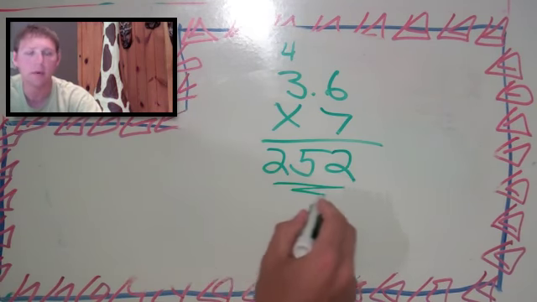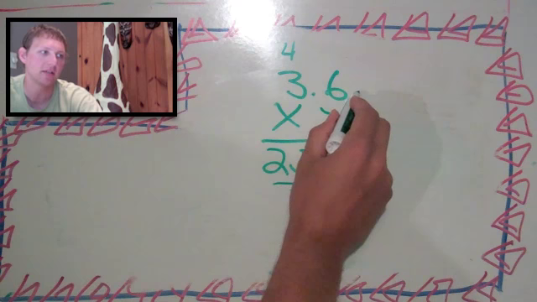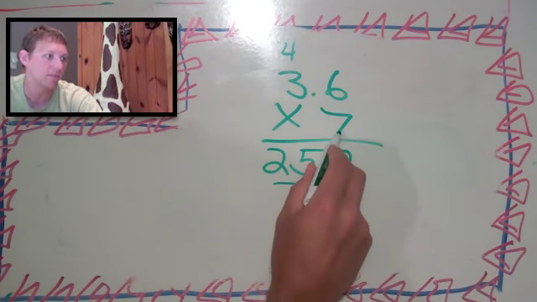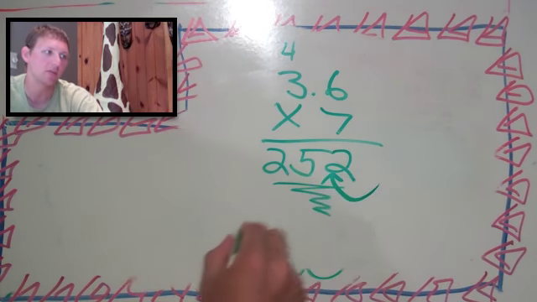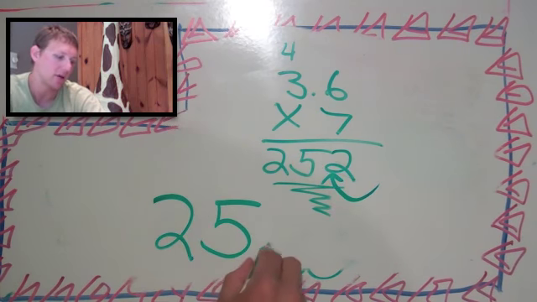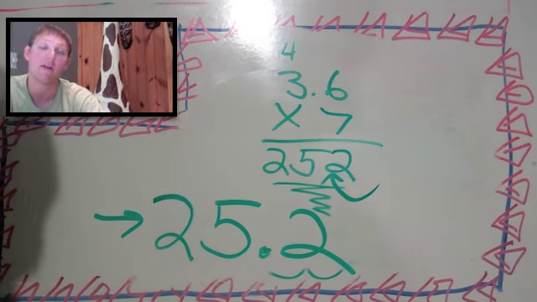252. But again, there's no way that 3.6 times 7 will give us 252, so we count the decimal places used in each number. 3.6 has 1, but 7 has none. We move the decimal place one place to the left, leaving us with 25.2 as our final answer.